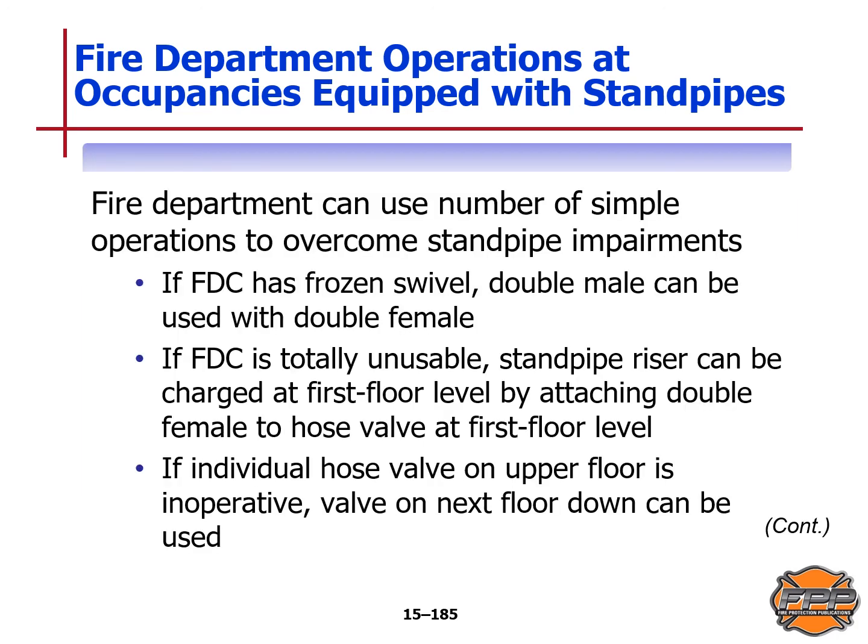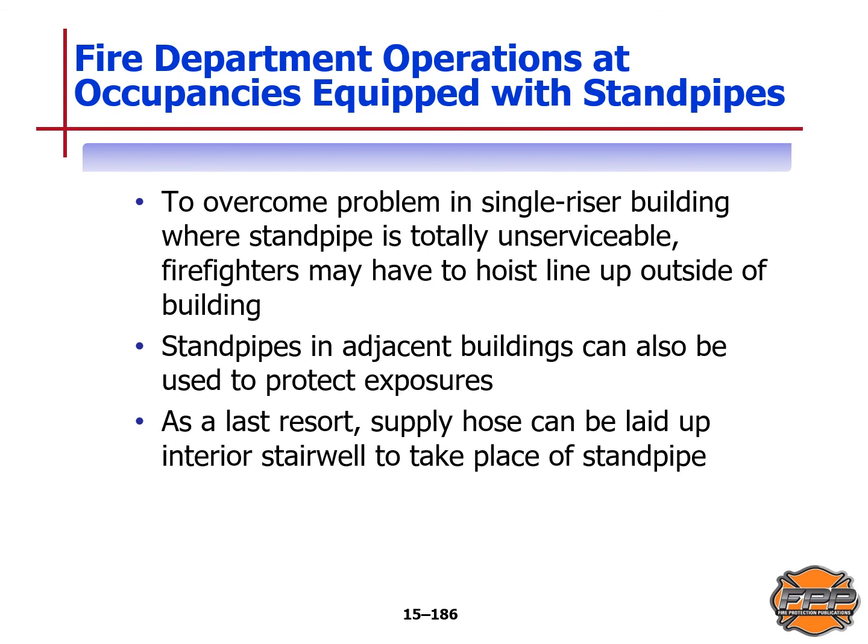The fire department can use a number of simple operations to overcome standpipe impairments. If the FDC has a frozen swivel, a double male can be used with a double female. If the FDC is totally unusable, a standpipe riser can be charged at the first floor level by attaching a double female to the hose valve at the first floor level. If the individual hose valve on the upper floor is inoperative, the valve on the next floor down can be used. Also, to overcome the problem in a single riser building where the standpipe is totally unserviceable, firefighters may have to hoist line up outside the building.